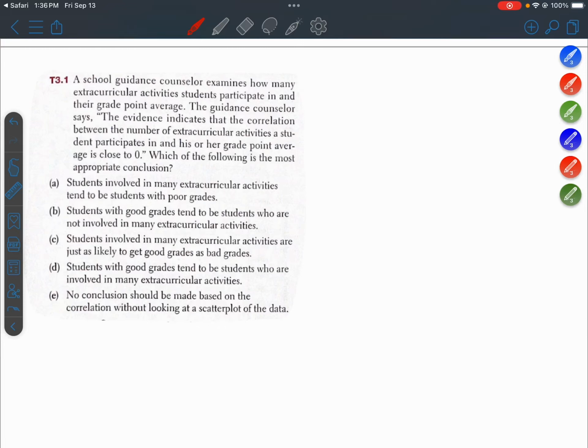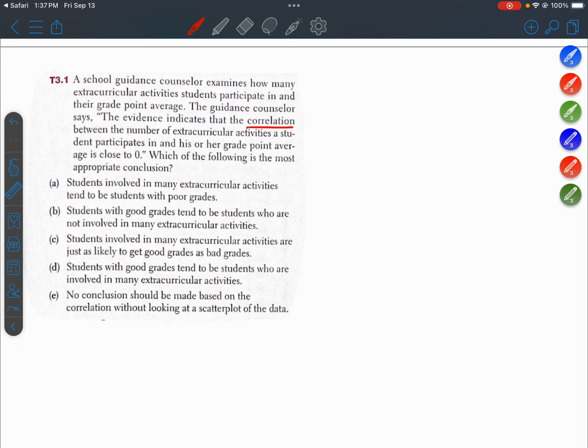T3.1. A school guidance counselor examines how many extracurricular activities students participate in and their GPA. The counselor says, the evidence indicates that the correlation between the number of activities a student participates in and his or her GPA is close to zero. Which of the following is the most appropriate conclusion?